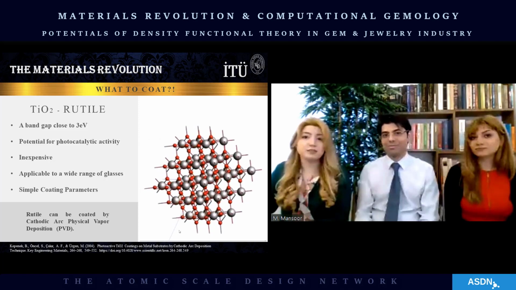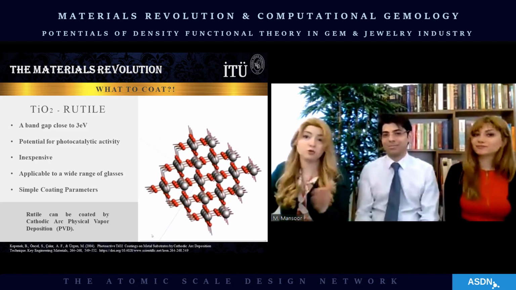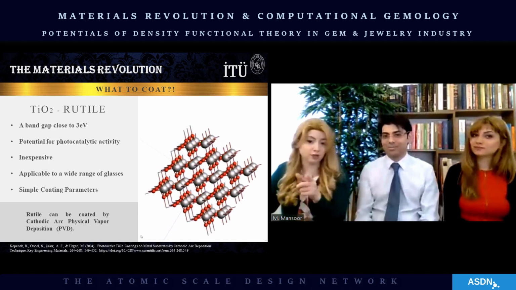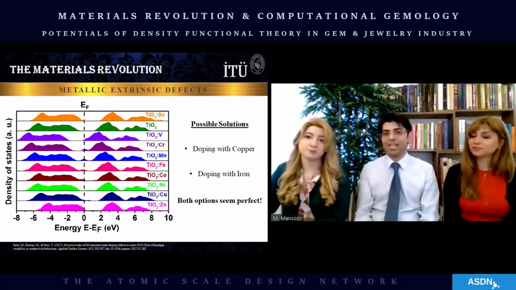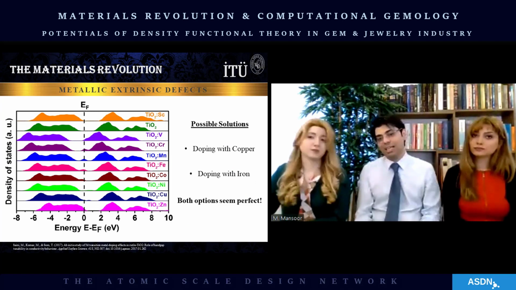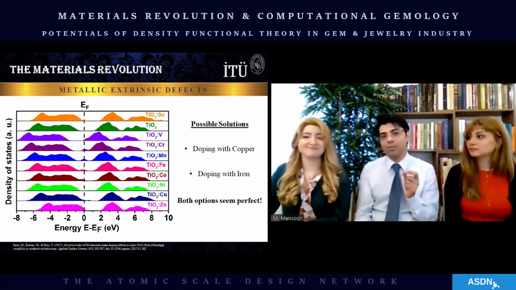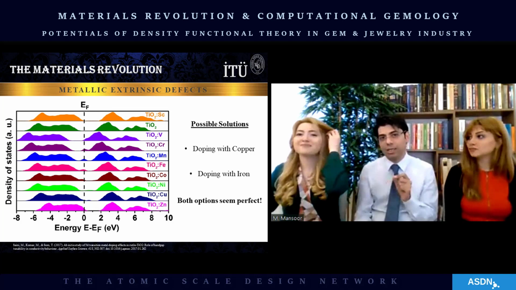So Professor Urgen's group at ITU have conducted some remarkable work regarding coating titania with PVD. Their work is also referenced below. So when we check the literature, the paper by Saini in 2017 shows that the effective band gap of rutile can be slightly reduced by doping it with copper or iron in the rutile structure.